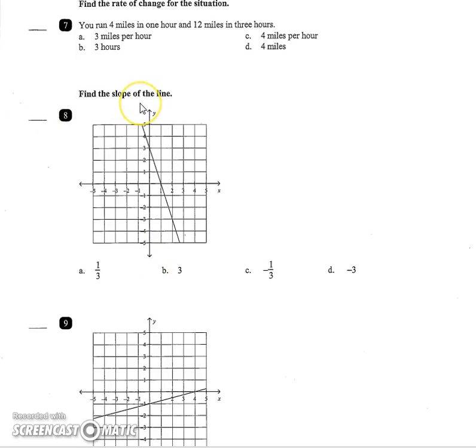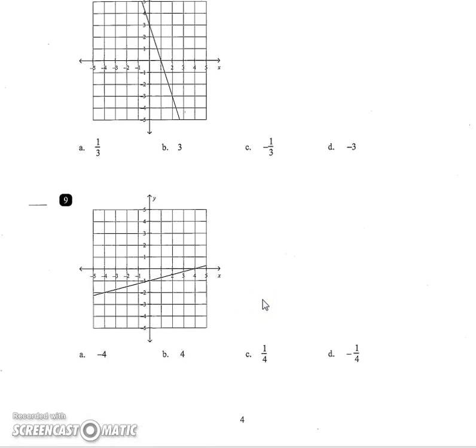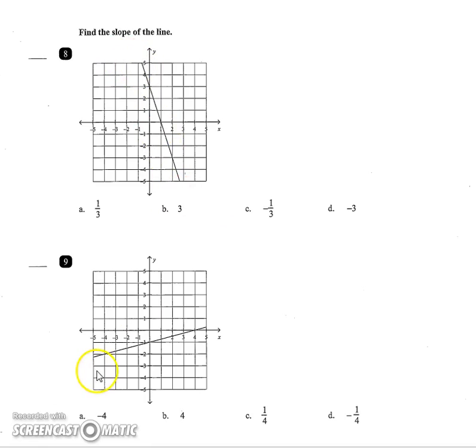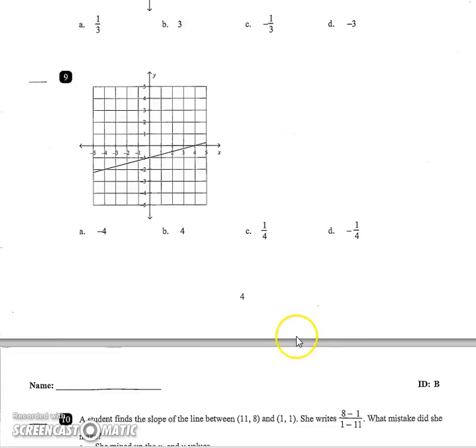Number eight, find the slope of the line. Again, you might have to go through and put your points on the line so you can see nice friendly points before you determine the rise over run. Number nine, the same directions apply. Notice the directions of the graphs also will play a key role in the slope.